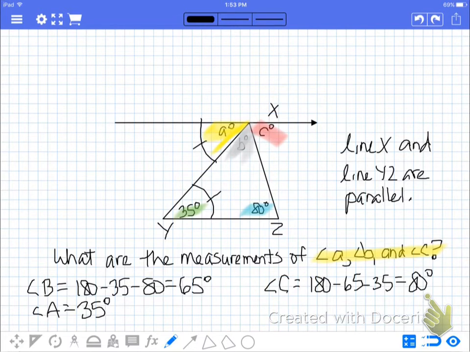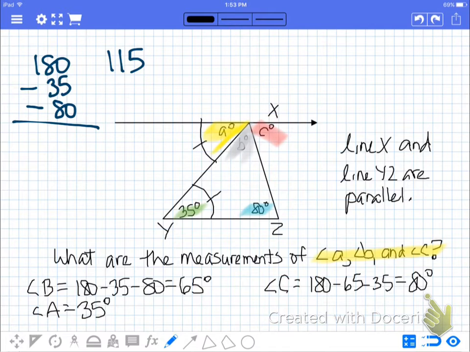Angle B can be calculated by finding the leftover amount of 180 degrees minus angle Y, which was 35, minus angle Z, which was 80. 80 and 35 added together is going to be 115. And then 180 minus 115, that's going to give me 65 degrees. So now I've got angle B, no problem.